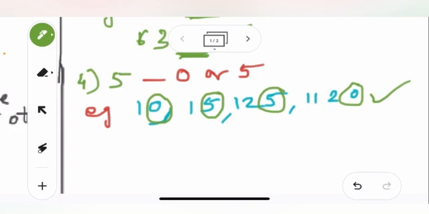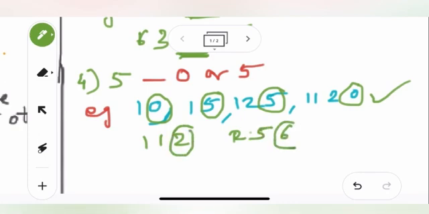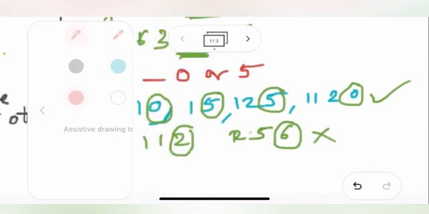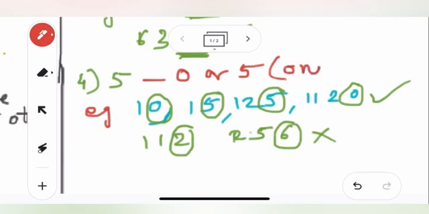If the number is like 12 or something like this, the digit in the ones place is not 0 or 5, so these numbers are not divisible by 5. So you have to check only the digit in the ones place, and it should be either 0 or 5.